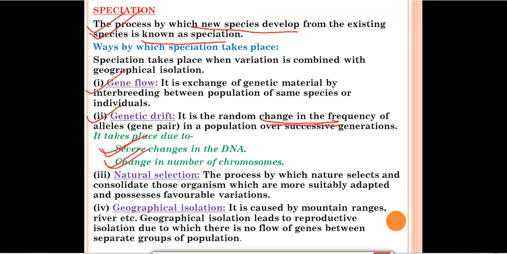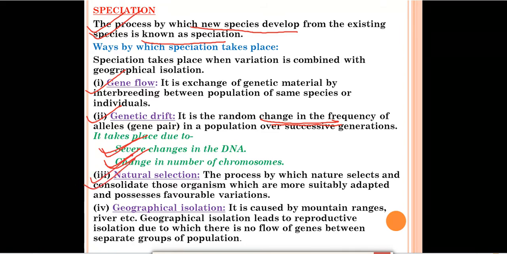The next one is natural selection. As we have seen in the case of beetles, it is the process by which nature selects and consolidates those organisms which are more suitably adapted and possess favorable variation. Natural selection means nature selects the organisms to survive in the future. Like we have seen in the beetles example, the green population increased in number and survived. That was selected by nature. So this is called natural selection.